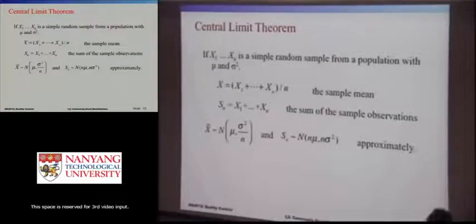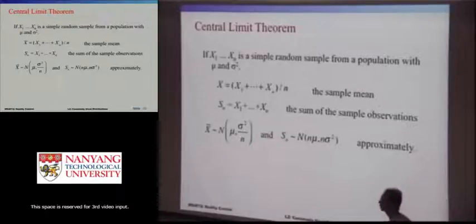It equals the sum of the individual samples divided by n. N is the sample size. The other is the sum of the sample observations. This is one random variable, the sum of n random variables together. For this quantity, the summation is also a normal distribution, and its parameters are given here. The average will be n times mu, and the variance will be n times sigma squared.